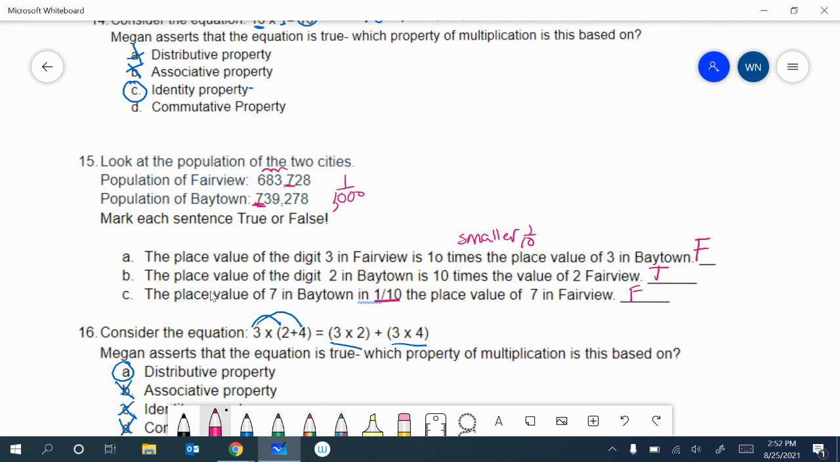That is the end of your study guide. Make sure you ask your teacher questions if you have any. And look forward to your test on Friday.